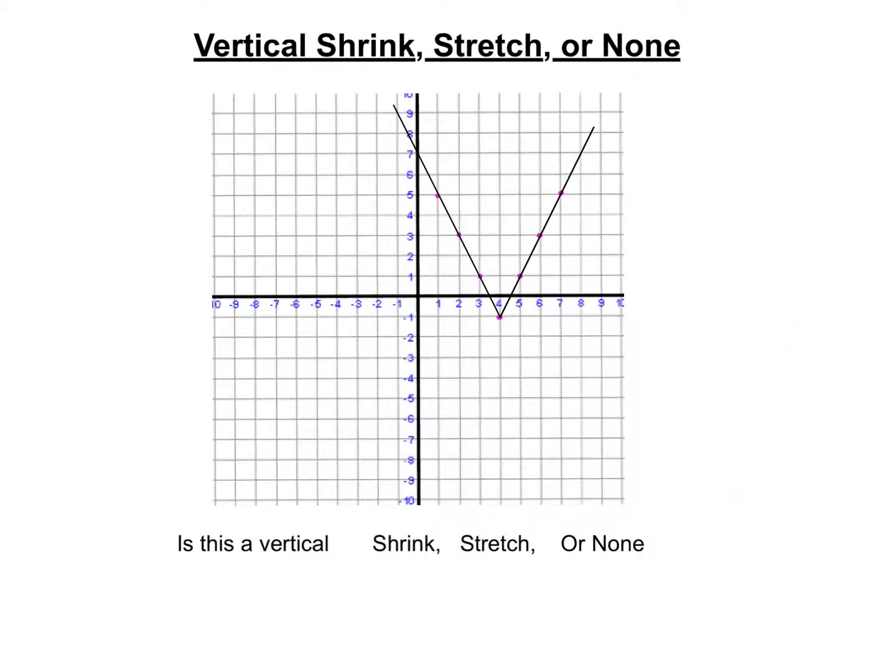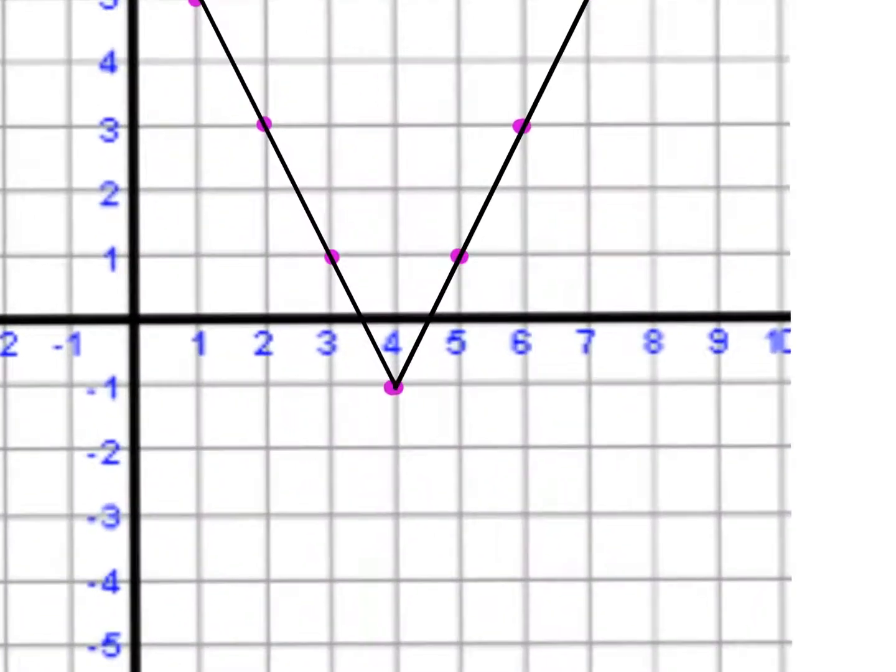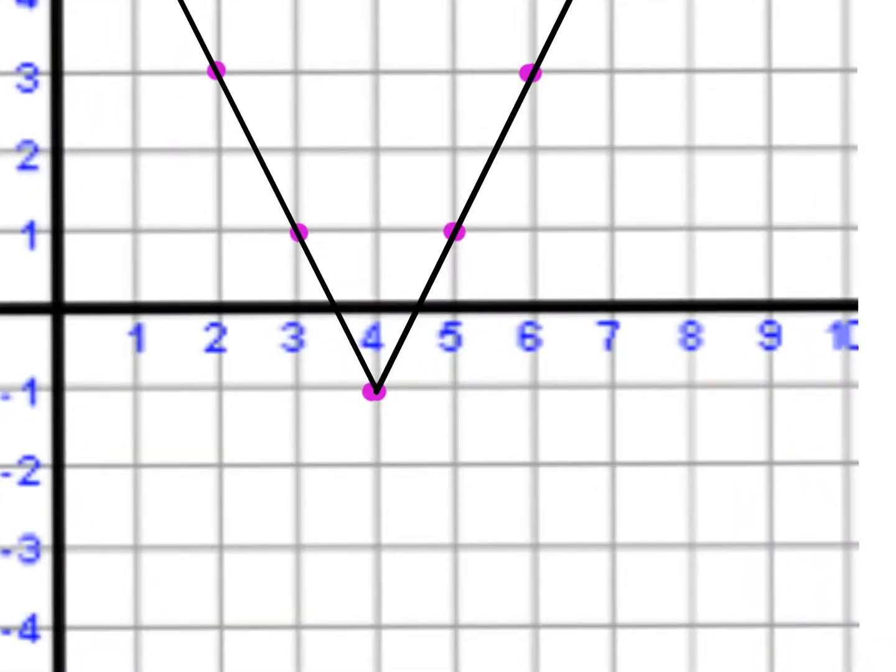Alright, let's look at this next one. Again, shrink, stretch, or none. It's moved a little bit, but that's okay when we're determining shrink or stretch. Let's take a look at this, and I'm going to use my lightsaber pointer this time because I haven't used it yet in this video. Alright, so here we go. Up 1, 2, and over 1. So my slope, I went up 2 and to the right 1, so it's plus and plus.